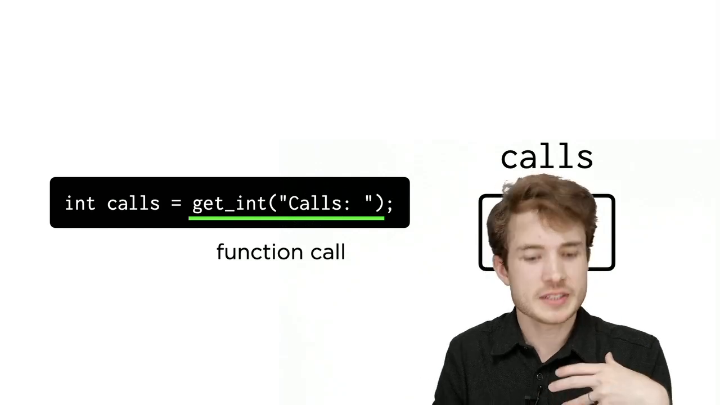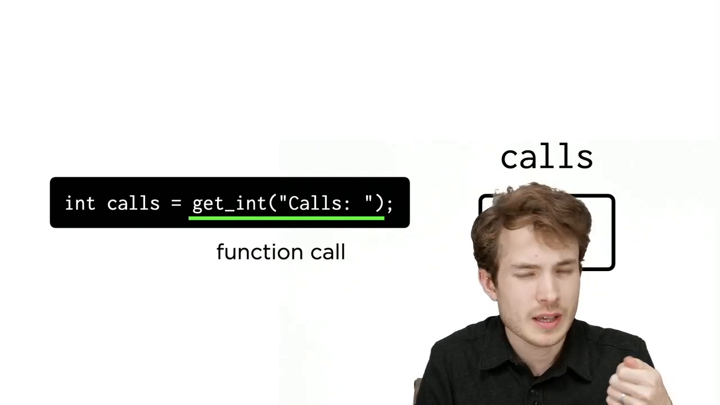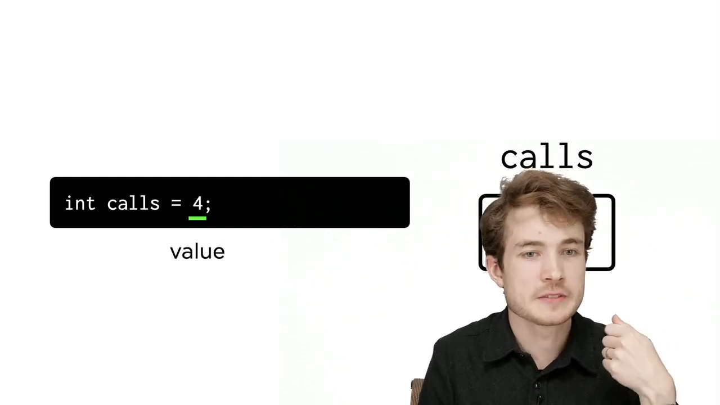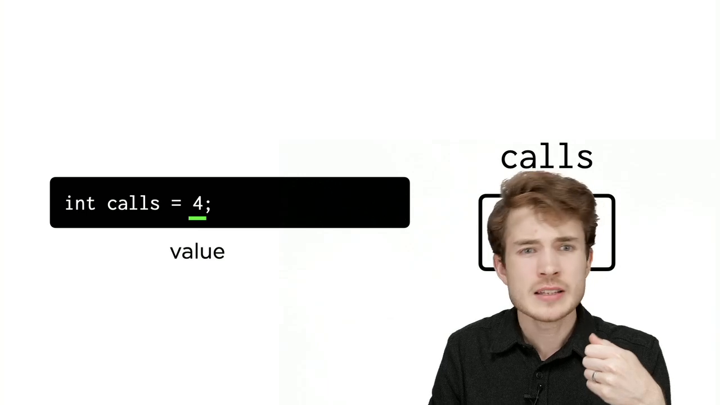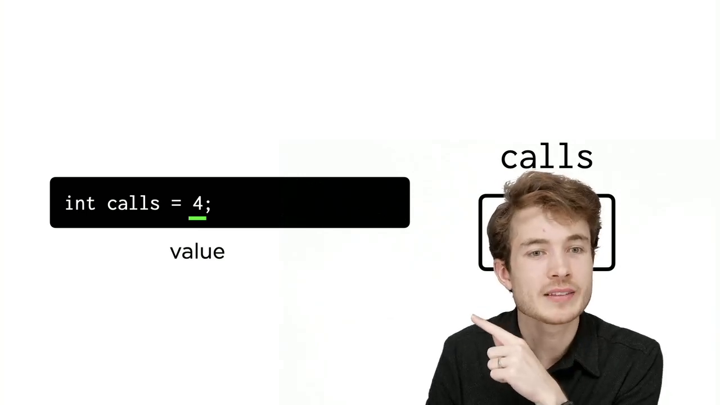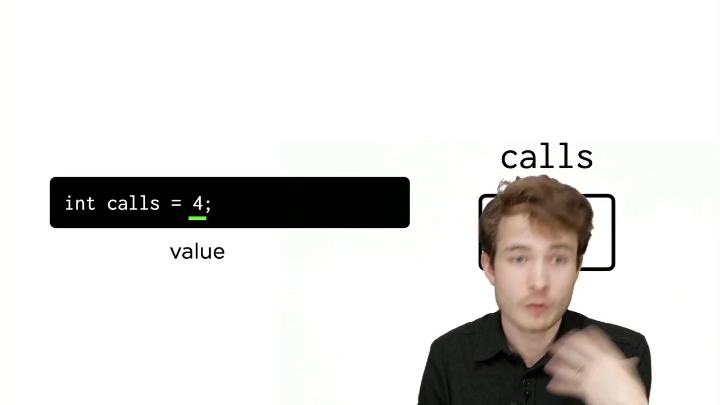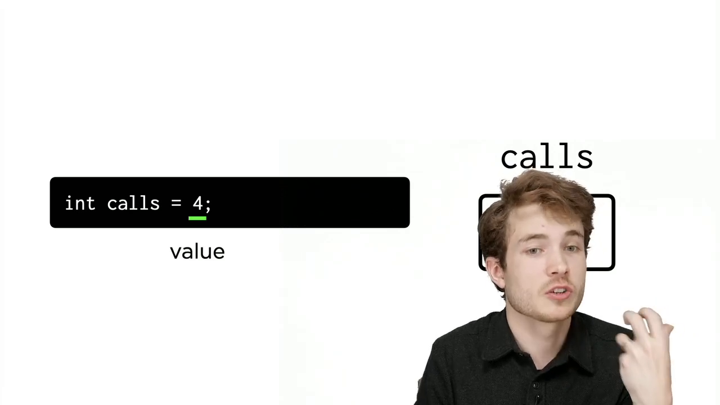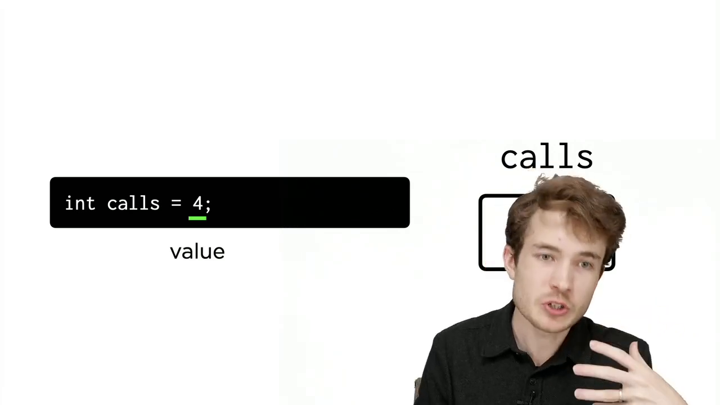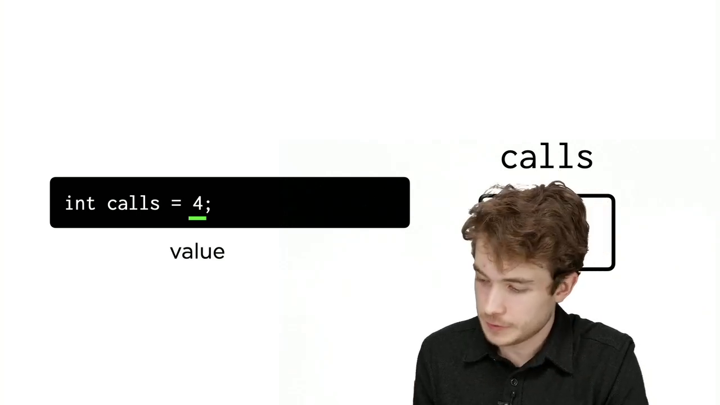Well, it's kind of like saying this function runs and gets almost replaced by this value 4, such that in the end, it's almost exactly like writing some code like this. Int calls gets the value 4. How do we get that? By running this function called get_int. It returned to us what the user typed in.